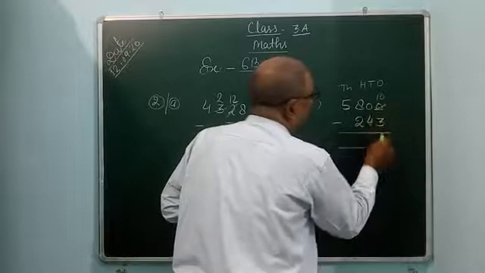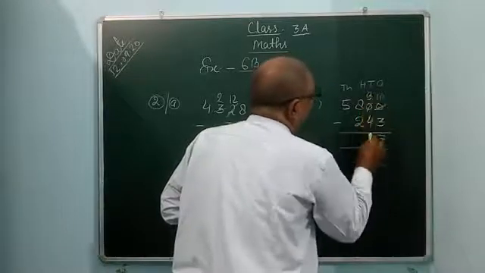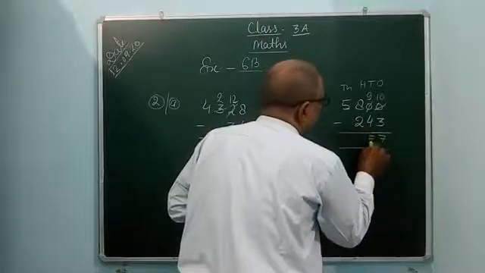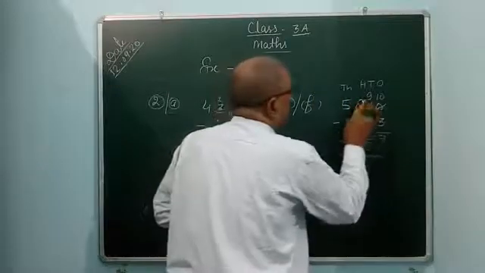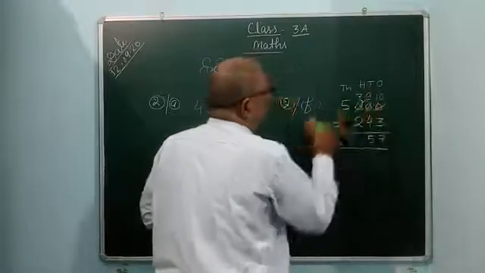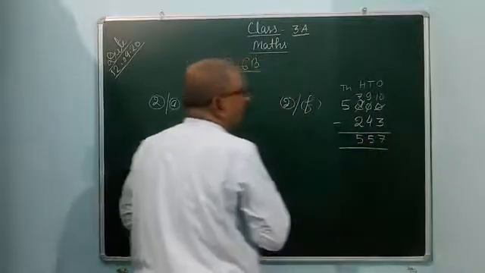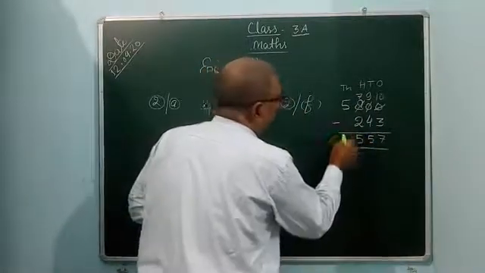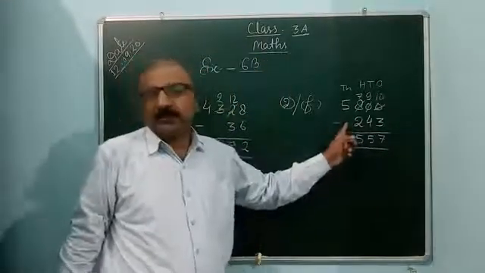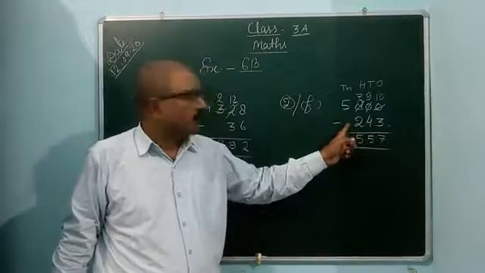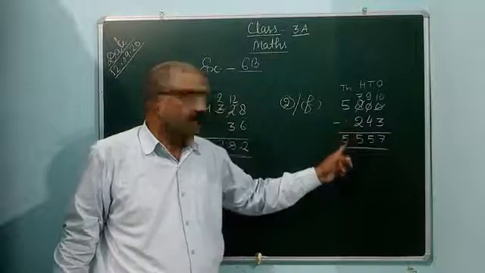10 minus 3, 7. Here it will be 9. 9 minus 4, 5. And here 8 has given 1. So 8 minus 1, 7. 7 remaining here. 7 minus 2, 5. And 5 is remaining here. You can assume 0 here. 5 minus 0. Because here nothing, space is vacant, so you can assume 0. So 5 minus 0, 5.